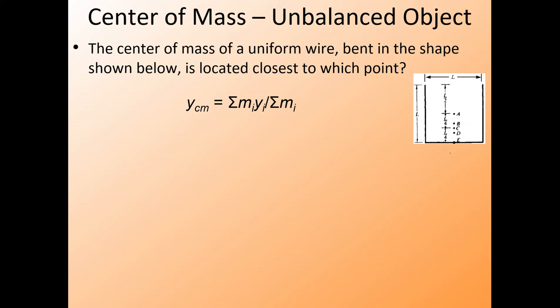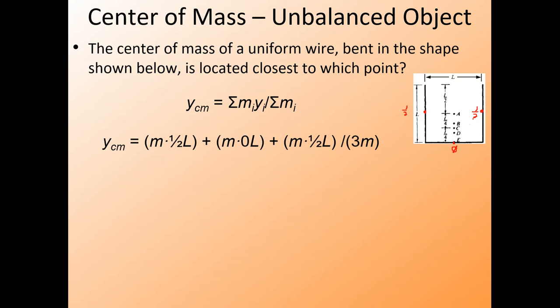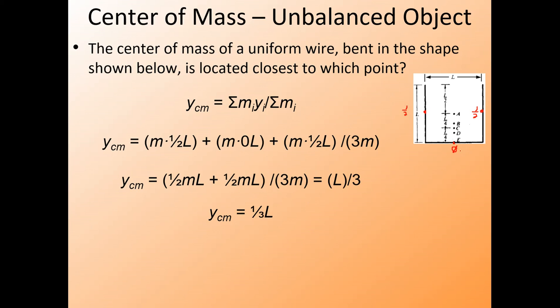So this is where I'm going to do the y values. This is actually the only one that matters. So again, the coordinates are half L, 0, and half L. Same thing, I just go through each one. I multiply the mass and length. So m times half L, plus 0, plus mass times half L, divided by 3m. So I end up getting L on the top divided by 3 because the mass cancels out. So my y coordinate is going to be 1/3 of L.